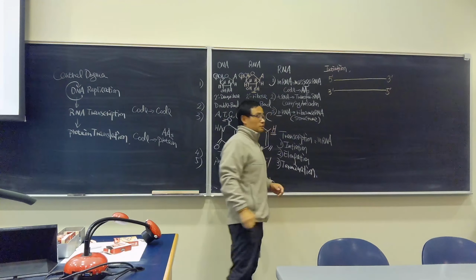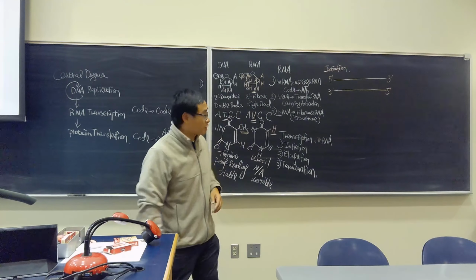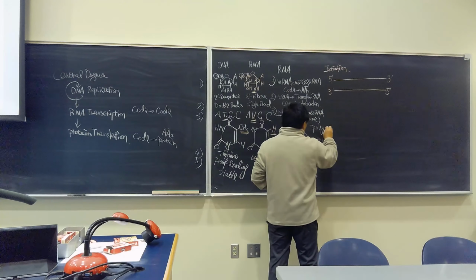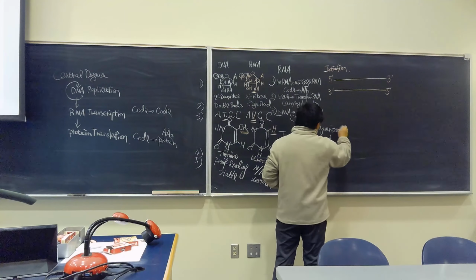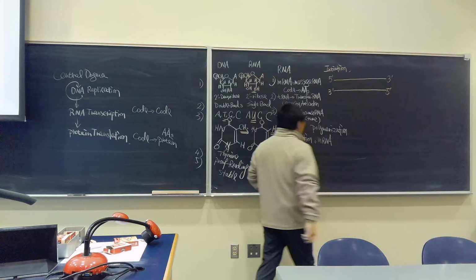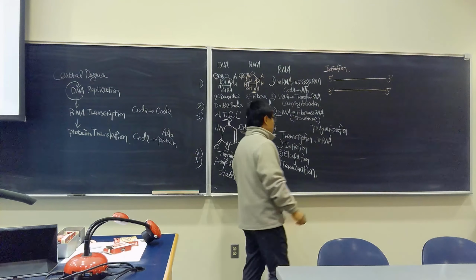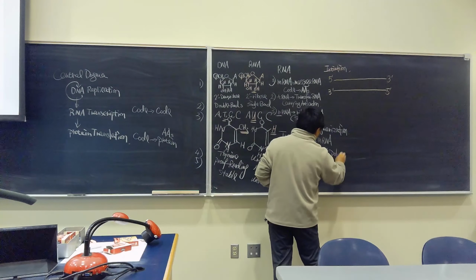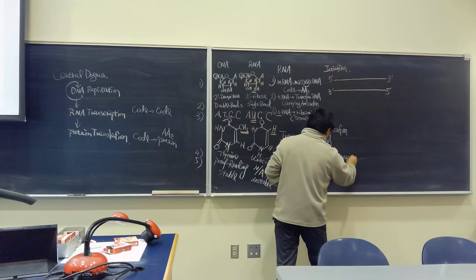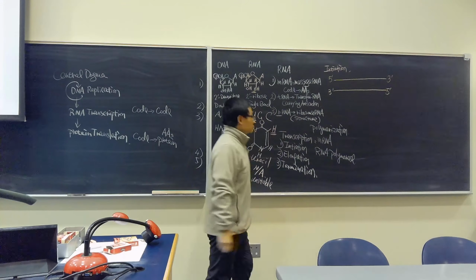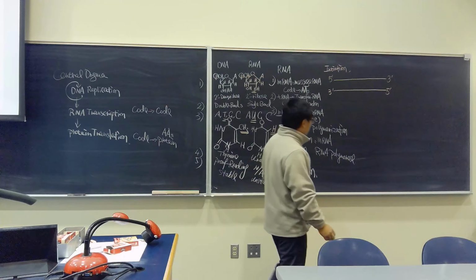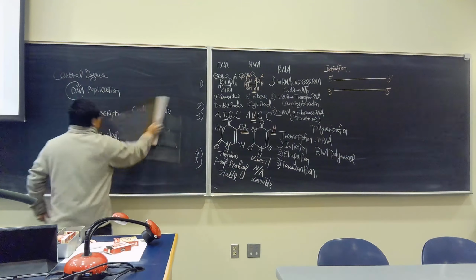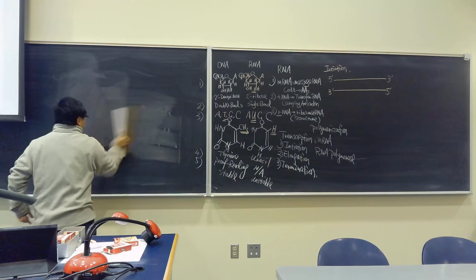So it also needs to go through a process called polymerization. Luckily we can do that because we have an enzyme called RNA polymerase. Then we need to talk a little bit about what RNA polymerase is. So we're going to draw it right here. What is RNA polymerase?